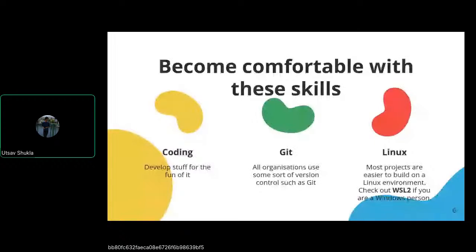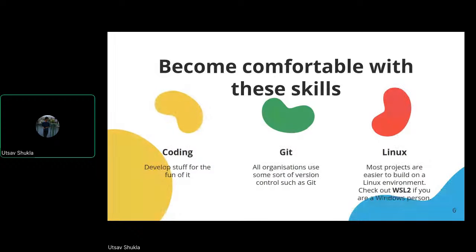First is coding: develop stuff for the fun of it. Before you try to contribute to these organizations, have some projects of your own that you develop for fun. For example, if you want to contribute to a Django project, then try making a project on Django of your own. And similarly that goes for other stacks also.